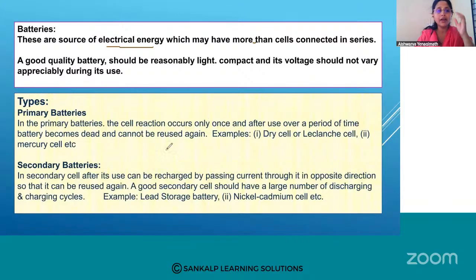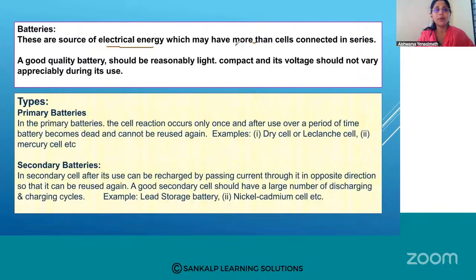In secondary cells, after use they can be recharged by passing current through them in the opposite direction so that they can be reused. A good secondary cell should have a large number of discharging and charging cycles. We'll see them one by one: the construction, and the applications. Examples of secondary batteries are the lead storage battery and the nickel cadmium storage cell.